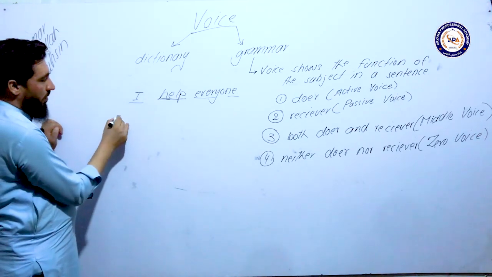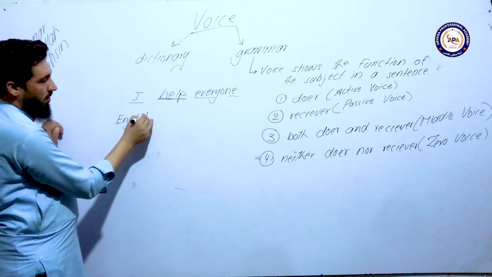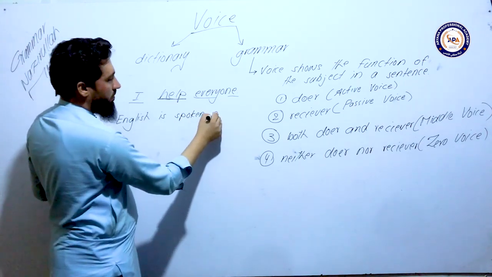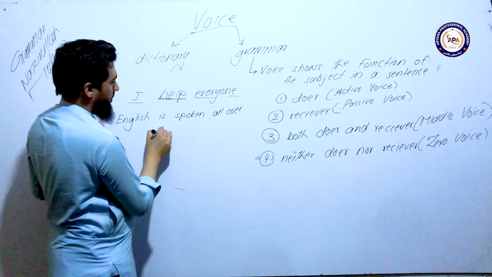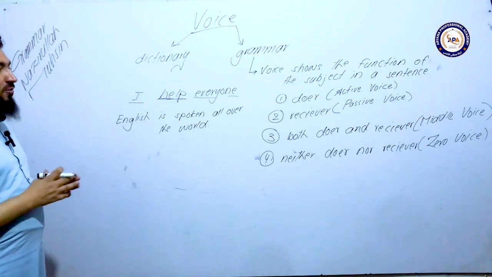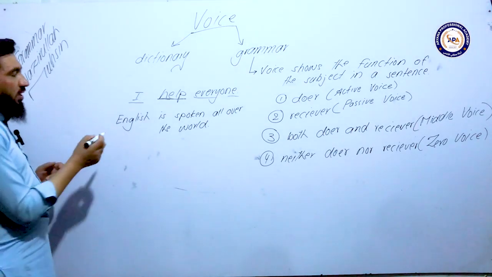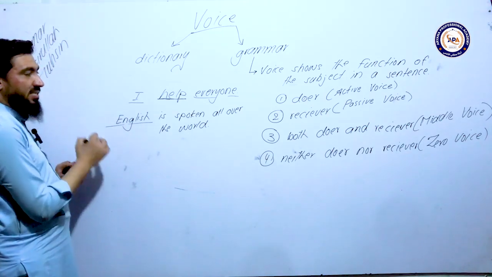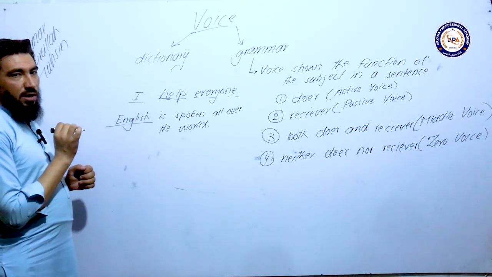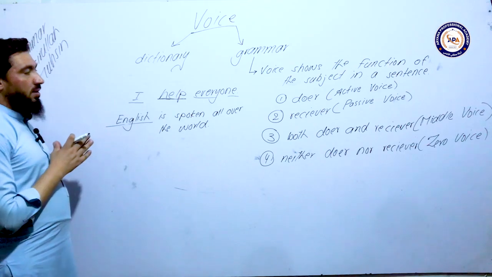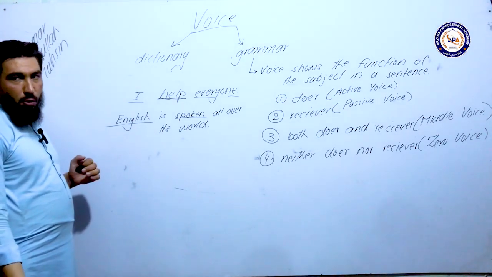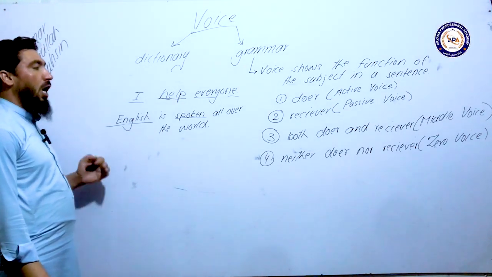How can a subject be the receiver? For example, English is spoken all over the world. English is spoken all over the world is a sentence where the word English functions as a subject, but this word is not the doer. This is the receiver. The doer, the people who perform the action, are not mentioned here. So there is no clear doer in the sentence. English is spoken all over the world.